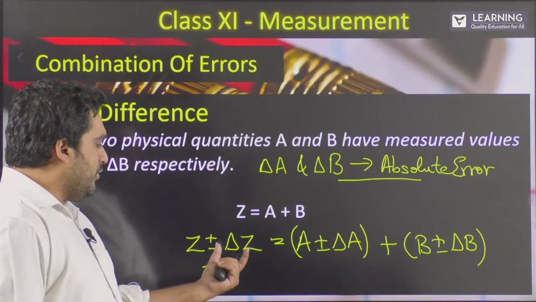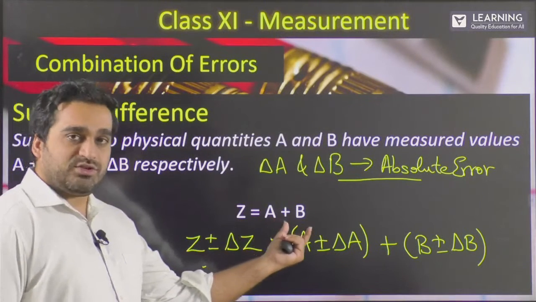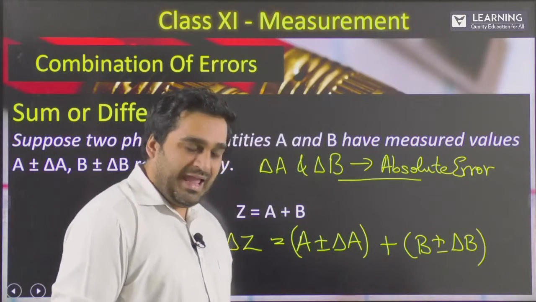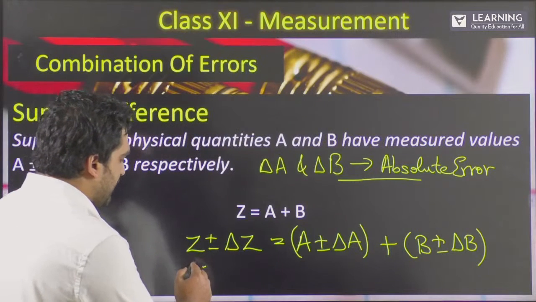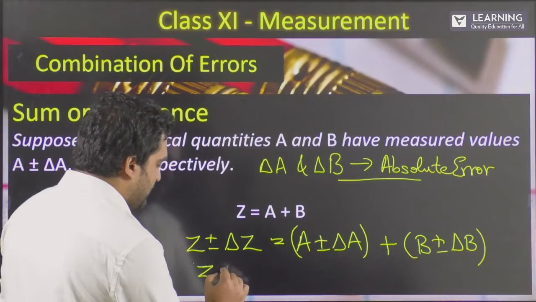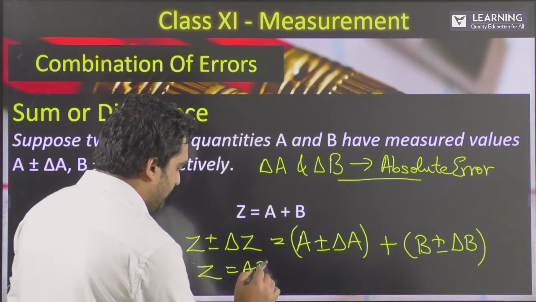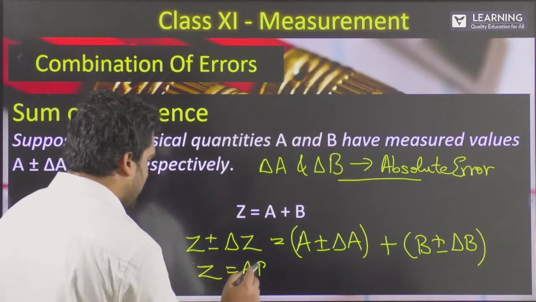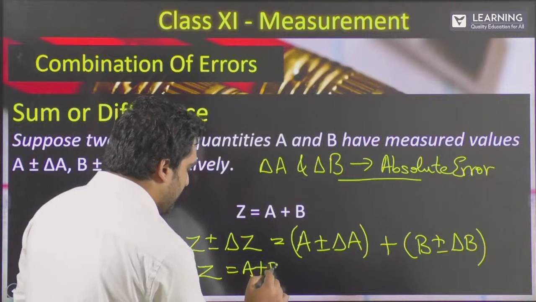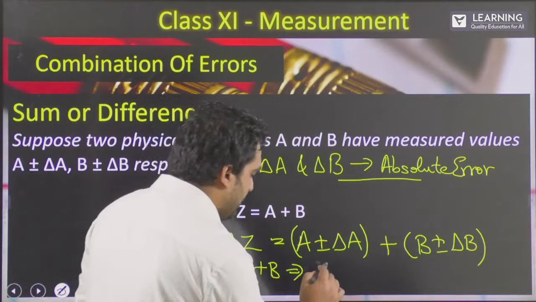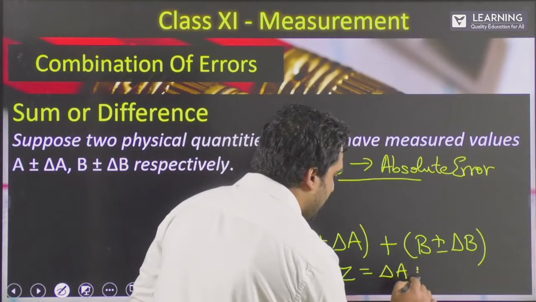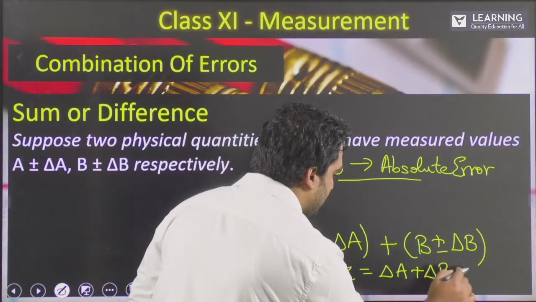Now, we know that Z is equal to A plus B. You can take the two factors out, which is A and B. So you can write that Z, which is equal to A plus B. This implies that delta Z is equal to delta A plus delta B.